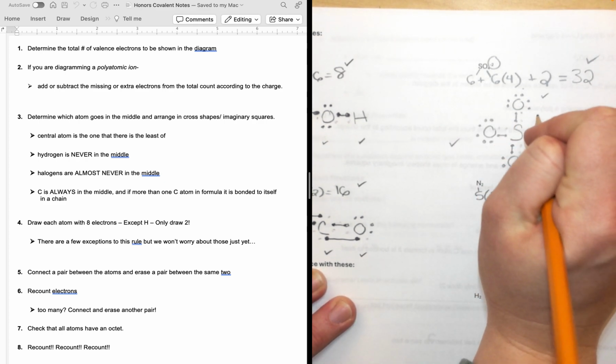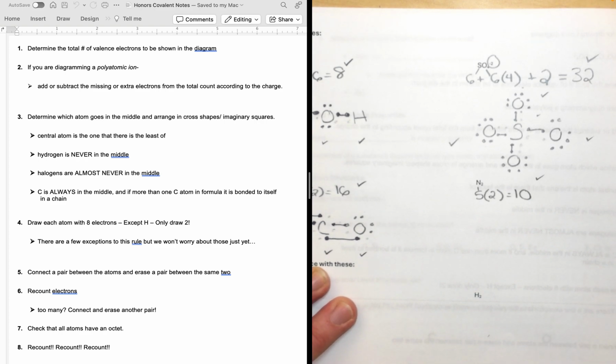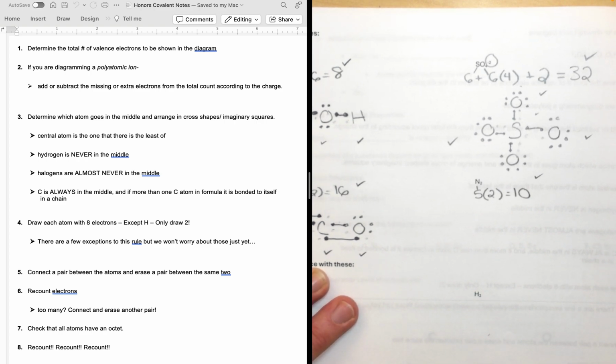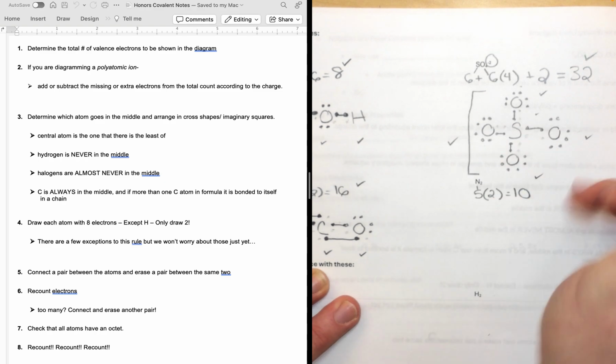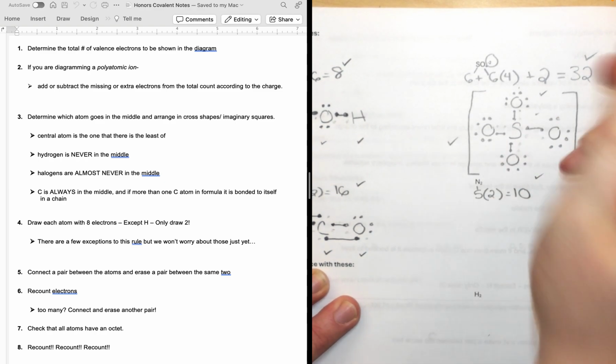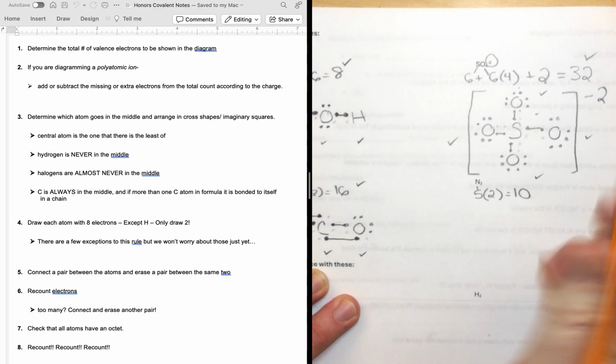And last but not least, when you have a polyatomic ion, so that's any group of atoms that have a charge, you need to put the Lewis dot structure in brackets with the charge on the outside. That lets me know that overall this has a charge of -2.